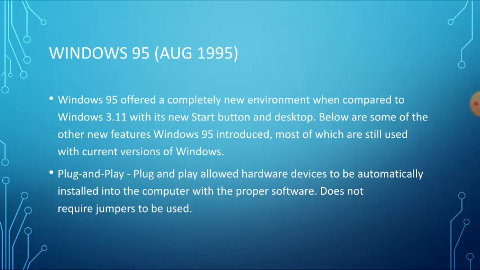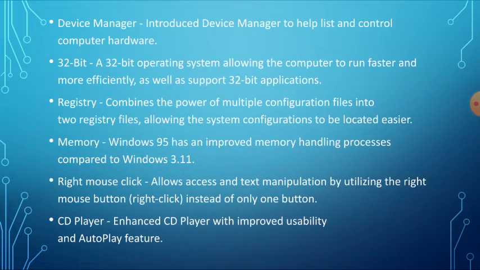Plug and play. Plug and play allowed hardware devices to be automatically installed into the computer with the proper software. It does not require jumpers to be used. Device Manager. Introduced Device Manager to help list and control computer hardware. 32-bit. A 32-bit operating system allowing the computer to run faster and more efficiently, as well as supporting 32-bit applications. Registry. Combines the power of multiple configuration files into two registry files, allowing the system configuration to be located more easily.